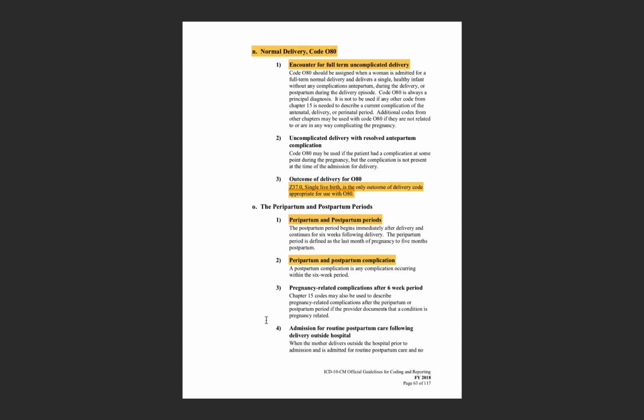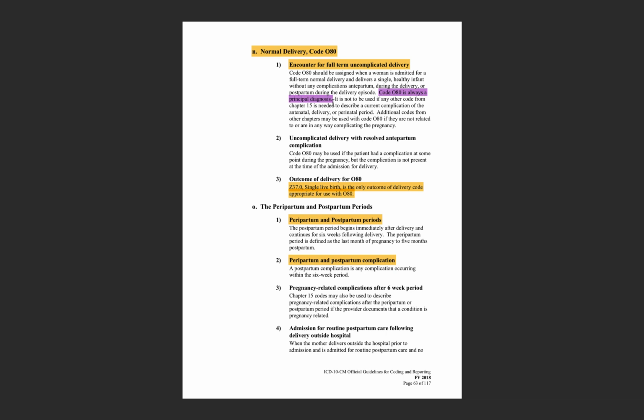Like I mentioned before, in Guideline N1, encounter for full-term uncomplicated delivery. Code O80 should be assigned when a woman is admitted for a full-term normal delivery and delivers a single healthy infant without any complications. Code O80 is always a principal diagnosis. It's always first. It is not to be used if any other code from Chapter 15 is needed to describe a current complication of the delivery.